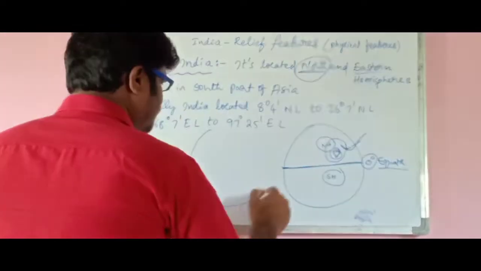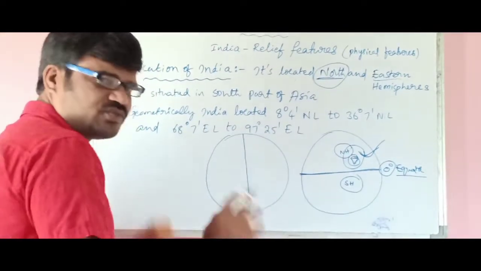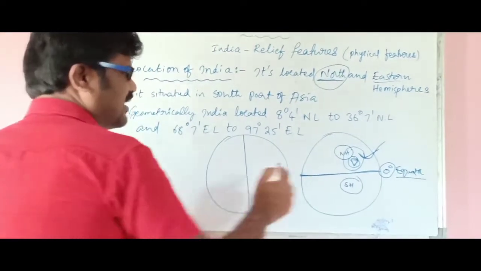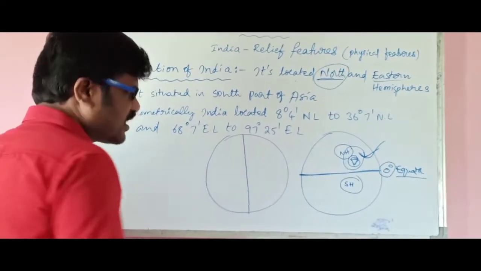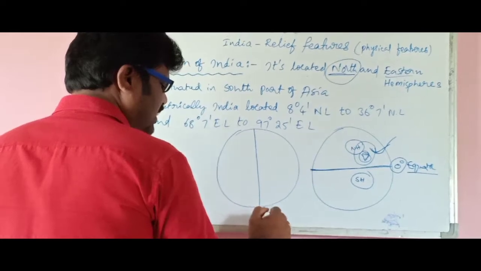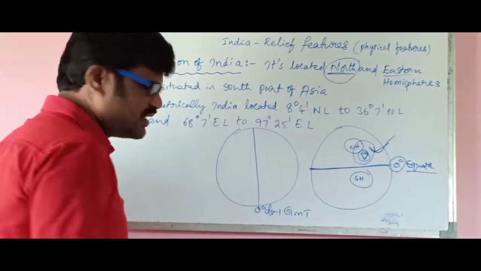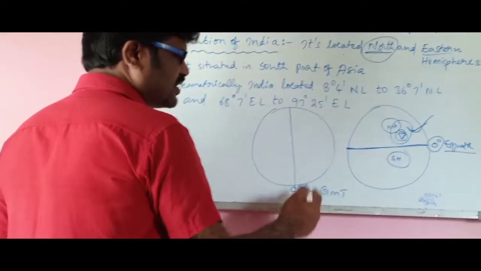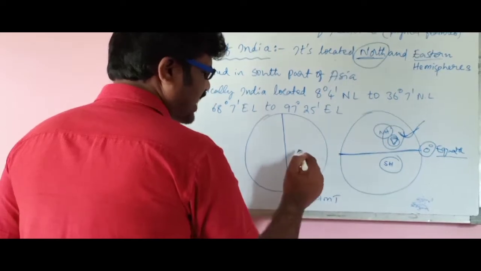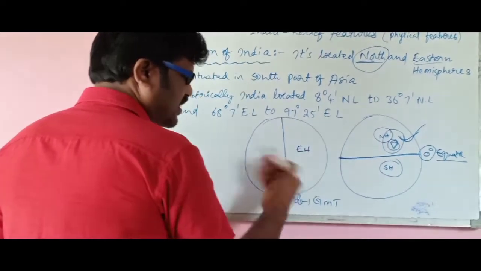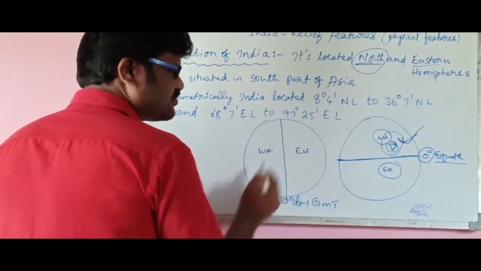According to longitudes, this is the 0 degree longitude, which divides the earth into two equal parts. Latitudes are horizontal lines and longitudes are vertical lines. This 0 degree longitude is known as GMT, Greenwich Meridian, Greenwich Mean Time. It divides the earth into two equal parts. The east part of the GMT can be called the eastern hemisphere. The west part of the Greenwich Meridian can be called the western hemisphere.